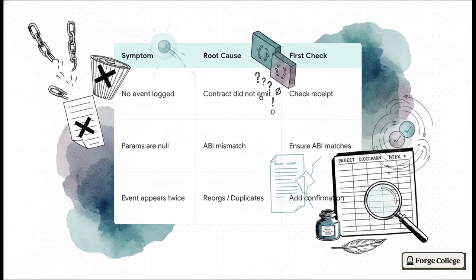This matrix shows you exactly which diagnostic check you need to run based on whatever weird symptom you're seeing. For instance, if your event is just completely missing in action, your root cause is likely either a contract failure or a bad filter. Now, if your listener actually catches the event but the parameters are returning null, you almost certainly have an ABI mismatch. And if your event is arriving twice, kind of like a ghost in the machine, well, you're dealing with reorganizations. You'll definitely want to keep this cheat sheet handy in your developer toolkit.